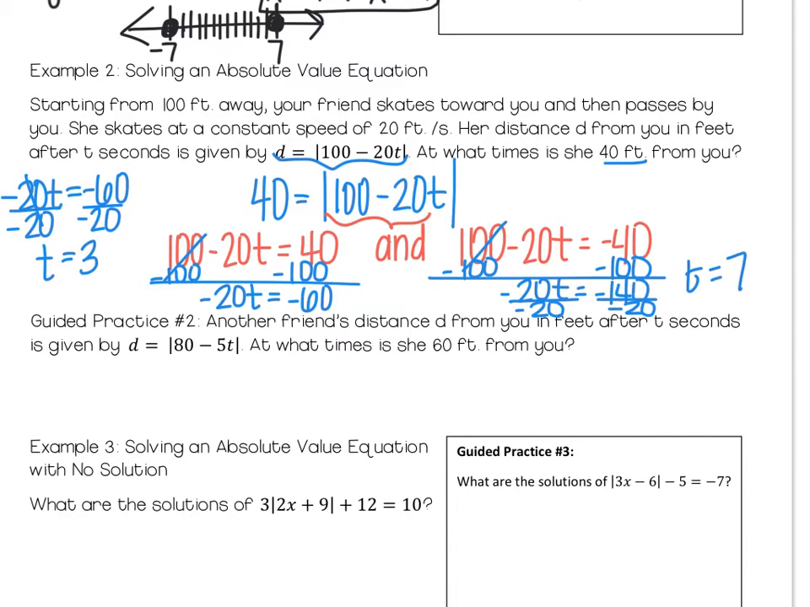So if she's 100 feet away from you, in 3 seconds, she's going to be 40 feet in front of you. And then in 7 seconds, she's going to be 40 feet behind you. So your answers, you've got two answers. Your answers are 3 seconds and 7 seconds.